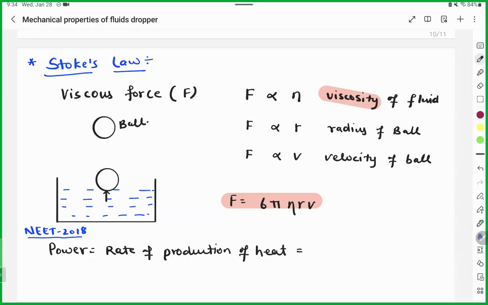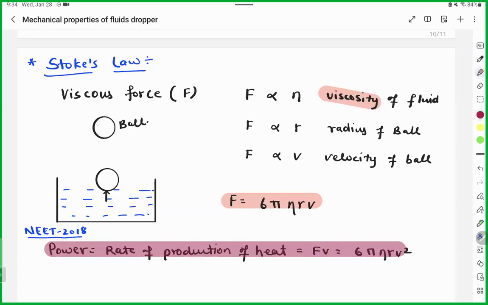And power is equal to force into velocity. Here force is equal to 6 pi eta r v, multiplied by v, it will become v square. Extremely important because it was your NEET 2018 question.